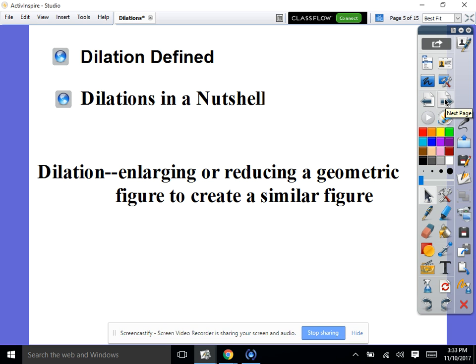And tomorrow when we come into class, I will show you an interactive definition of the word dilation, and we'll also watch a math short on dilations.